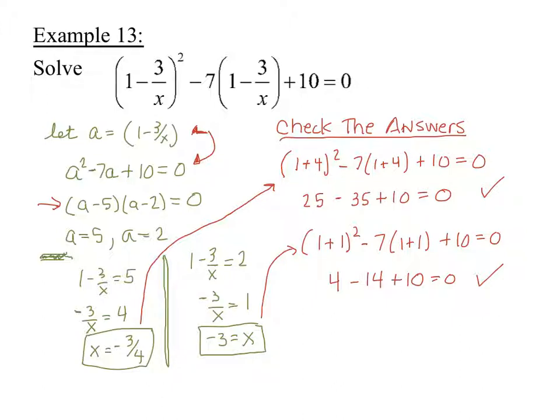We get a is equal to 5, a is equal to 2. Now we plug in for a, and we see that we get two possibilities. 1 minus 3 over x is equal to 5, or 1 minus 3 over x is equal to 2. When we solve these problems, we get x is equal to -3/4, or x is equal to minus 3. Again, we can check the answers, but both answers check out.